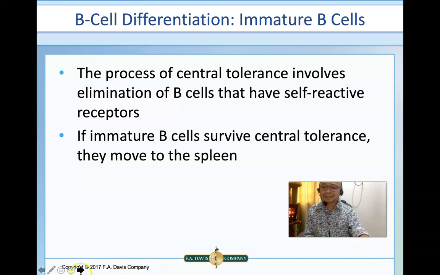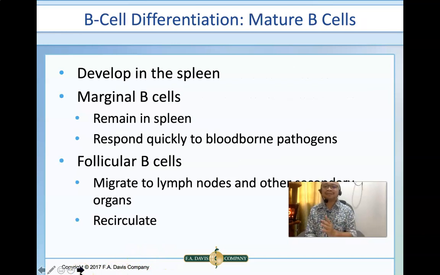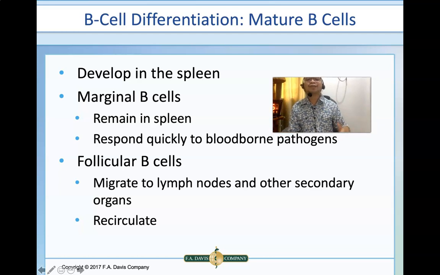If immature B cells survive the process of elimination of central tolerance, now they will move forward to the spleen. Okay, in the spleen, if they develop as marginal B cells, they remain in the spleen, which means that they have the ability to respond quickly to blood-borne pathogens. Now, those that have migrated to lymph nodes and other secondary lymphoid organs will be recirculated in our body. So, that is what B cells go through. You can just imagine the process.